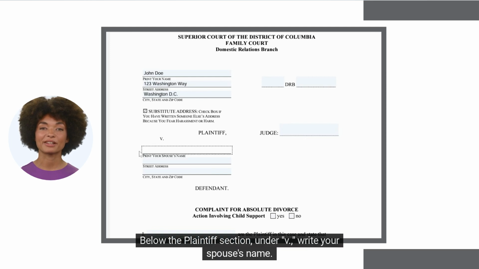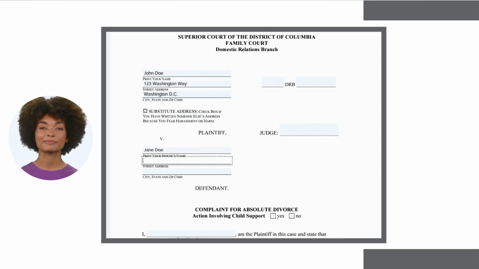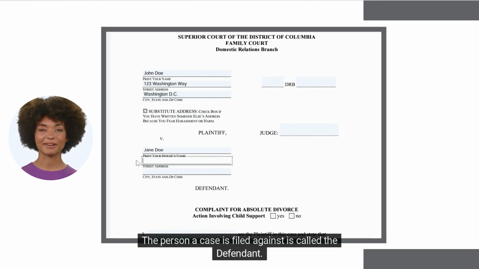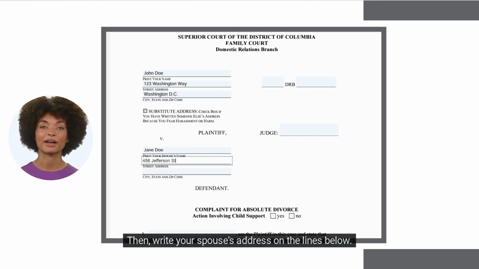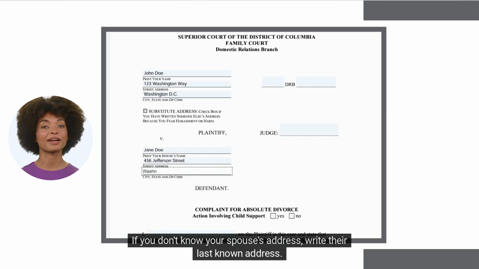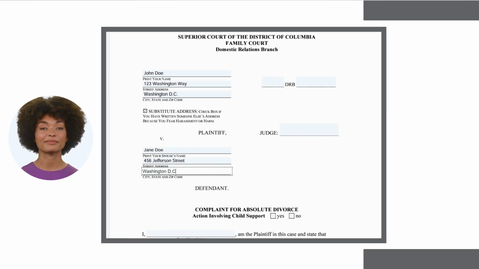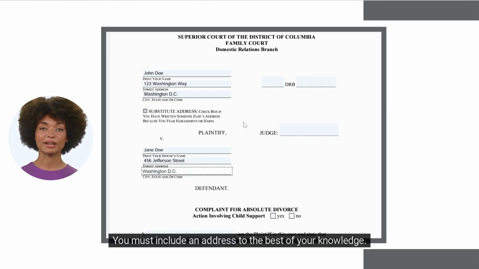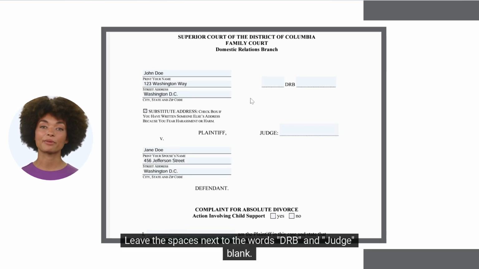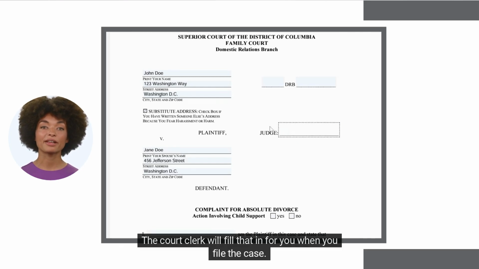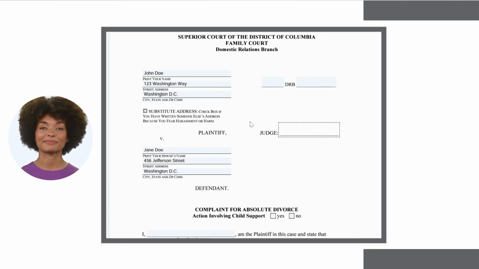Below the plaintiff section, under V, write your spouse's name. The person a case is filed against is called the defendant. Then, write your spouse's address on the lines below. If you don't know your spouse's address, write their last known address. You must include an address to the best of your knowledge. Leave the spaces next to the words DRB and Judge blank. The court clerk will fill that in for you when you file the case.